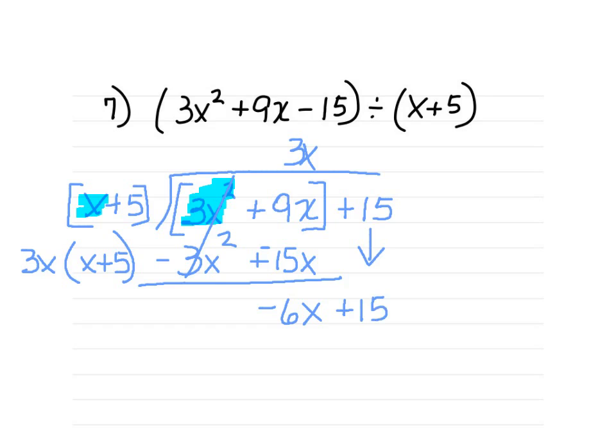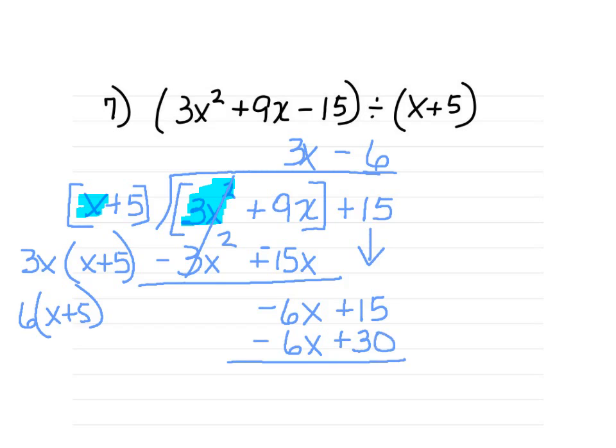Okay, so now my next question is, how many times does x go into negative 6x? And the answer is negative 6. So negative 6 goes above the 15 because it's the term that I just brought down. Let's multiply. Negative 6 times x plus 5, when we distribute, I have negative 6x, negative 30.